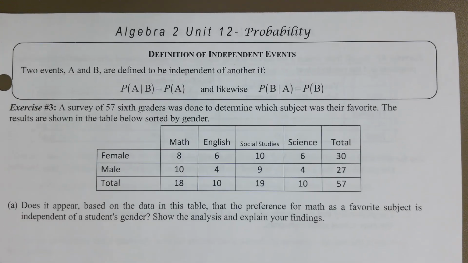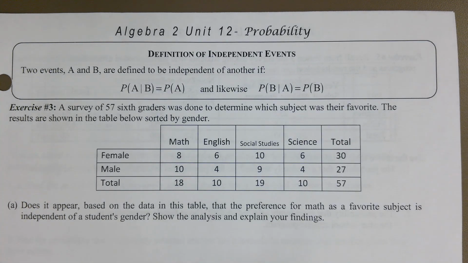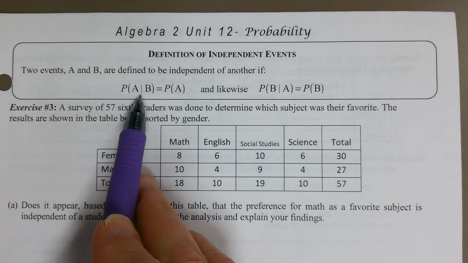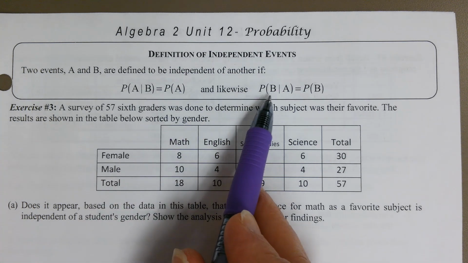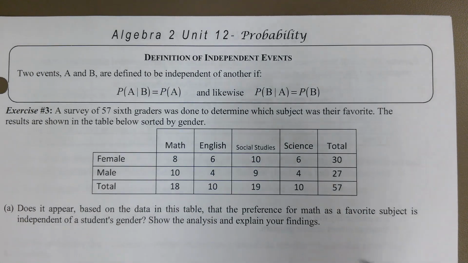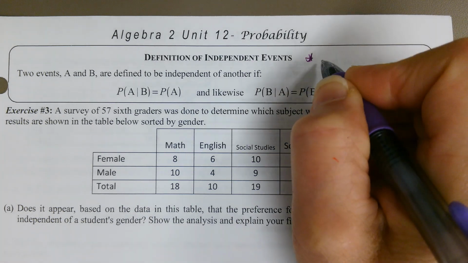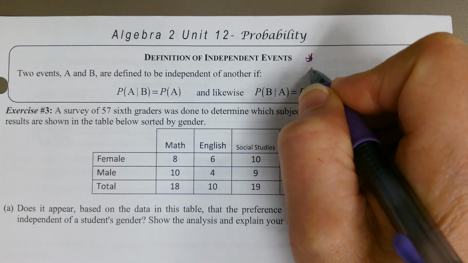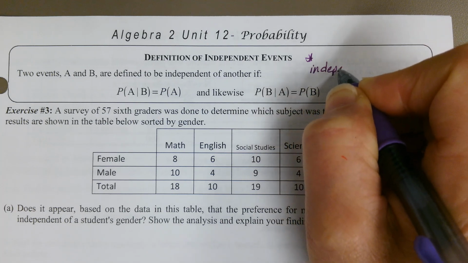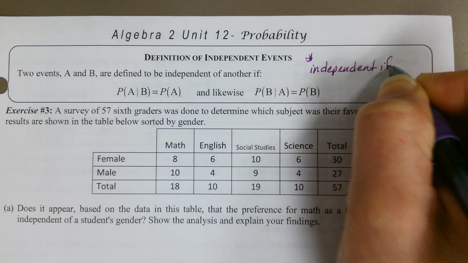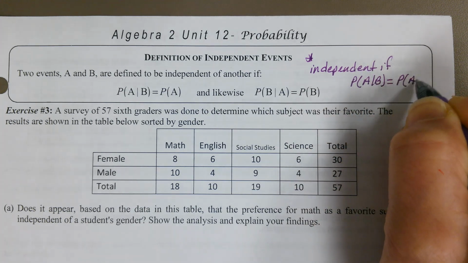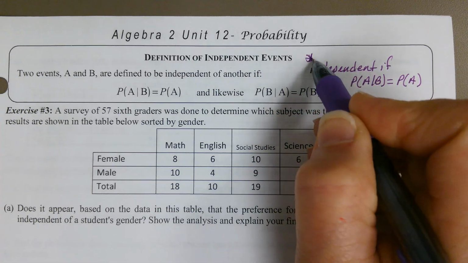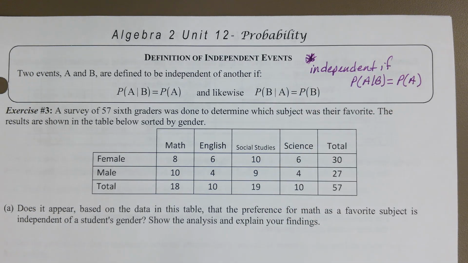So at the top here we have our definition of independent events. 2 events, A and B, are defined to be independent of one another if the probability of A given B is equal to the probability of A, and likewise if the probability of B given A is equal to the probability of B. So you have to memorize this, and please write the words: independent if the probability of A given B equals the probability of A. Memorize.